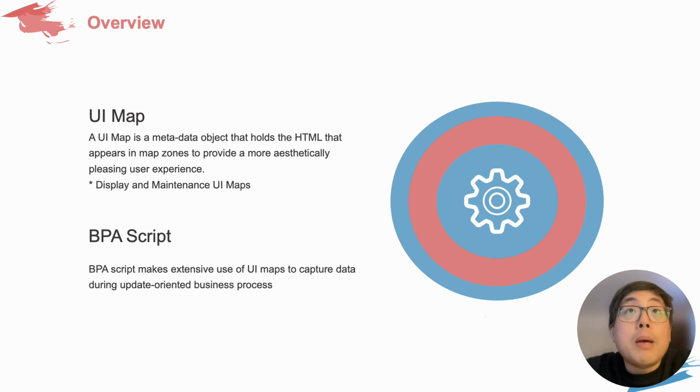So UI map actually is broken down into 2 different UI maps. One is for display, where you show the data on a page when you view the record, and the other one is the maintenance. That's for creating a new record, changing the record, etc.